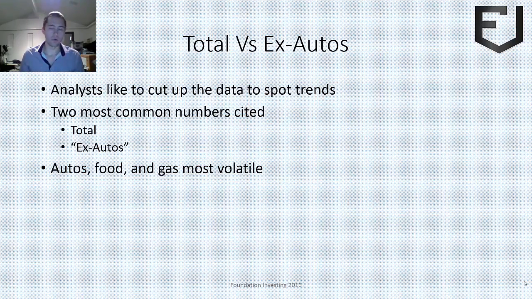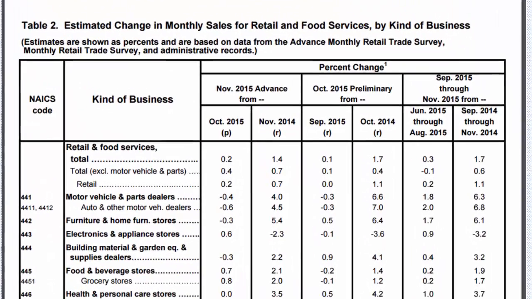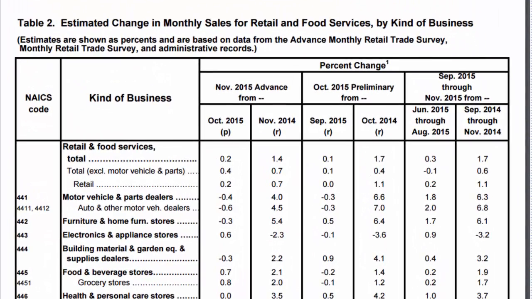Now here's a picture of the report so you can see what it looks like instead of just reading it on the news as a data release. If you dig down, you see on the top two rows, retail and food services total, and then total excluding motor vehicle and parts. Those are the numbers that are reported.